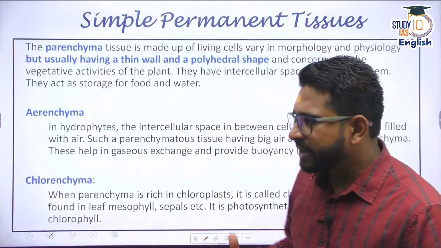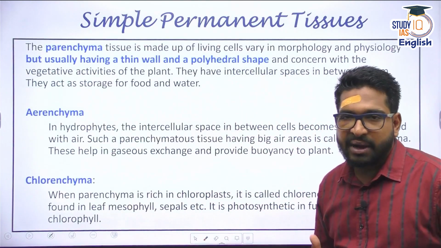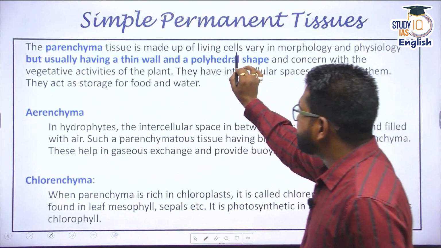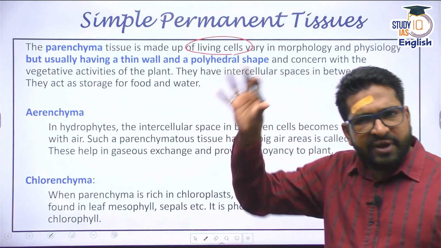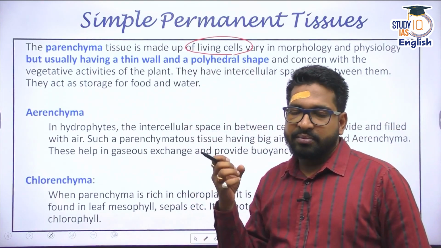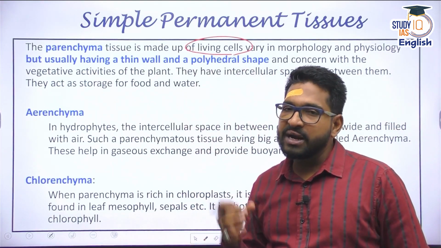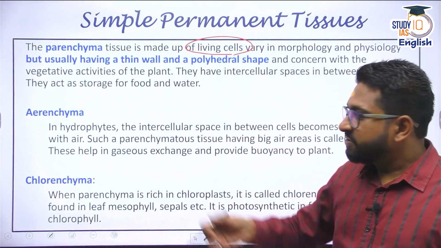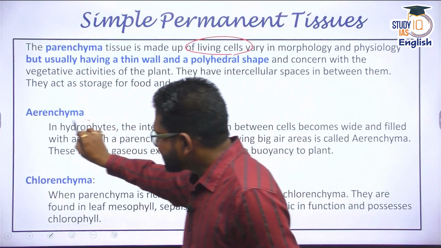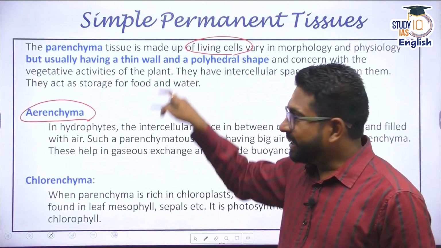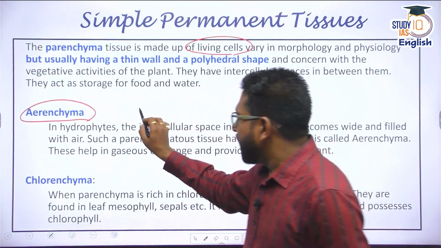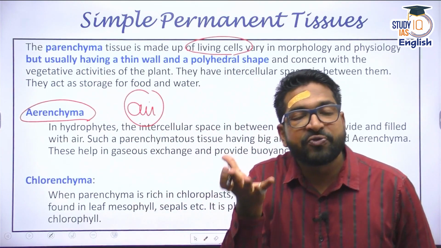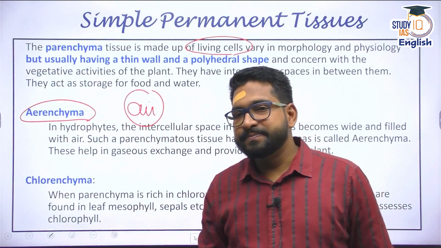Let's look at some more details of this. When I talk about Parenchyma, I told you Parenchyma tissue is made up of living cells. Remember, this is made up of living cells. They may vary from plant to plant, right? Depending on the morphology and physiology of the plant, the Parenchyma may vary. For example, in hydrophytes, we find Parenchyma a lot as Aerenchyma. Why? Because in these cells, a lot of air is held. Why? Because I want the plant to be floating over the water.